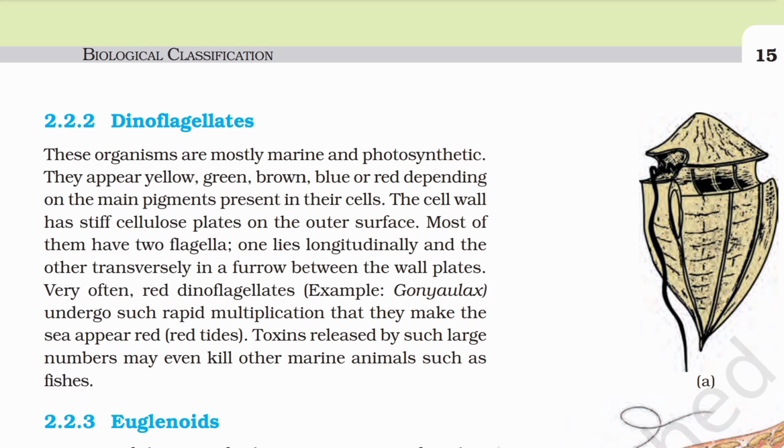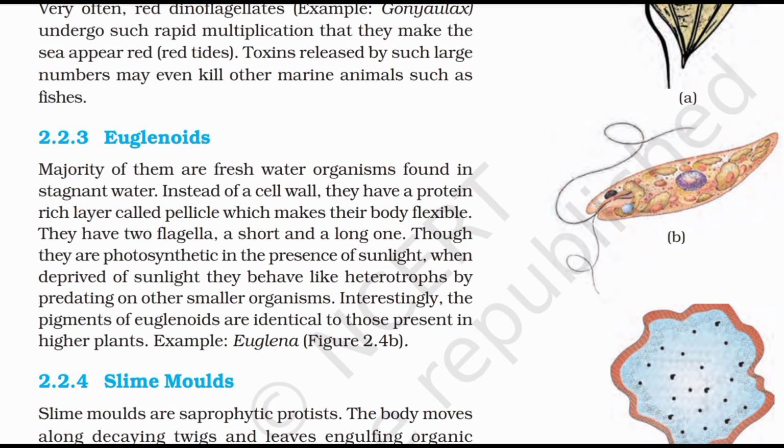Very often, red dinoflagellates, for example Gonyaulax, undergo such rapid multiplication that they make the sea appear red, causing red tides. Toxins released by such large numbers may even kill other marine animals such as fishes.